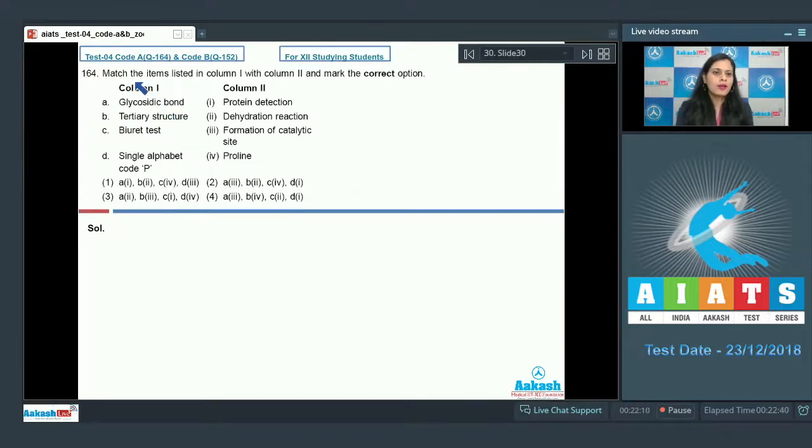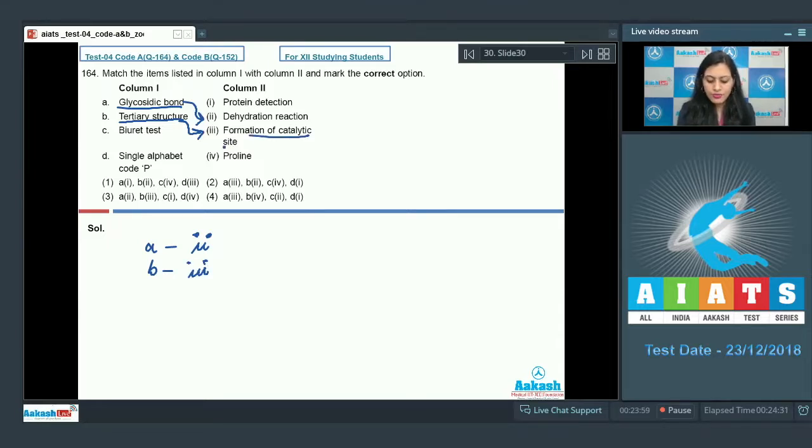Question number 164. Match the items listed in column 1 with column 2 and mark the correct option. In column 1, the very first option given is glycosidic bond. And glycosidic bond is formed by the loss of water in a dehydration reaction. So A in column 1 goes with 2 in column 2. The next option given in column 1 is tertiary structure. And we know that a protein attains its function by the formation of its active site at the tertiary level of organization. So this option number 2 in column 1 goes with option number 3 in column 2.